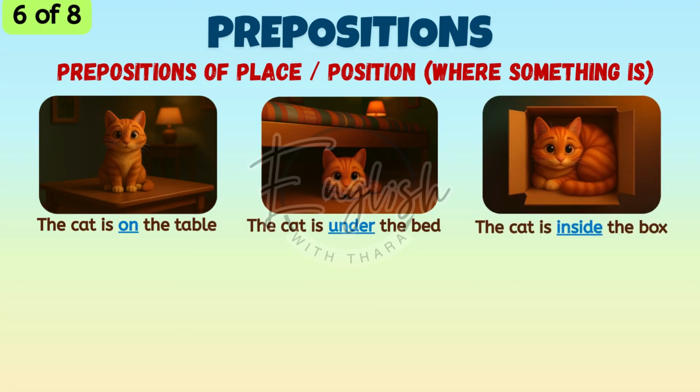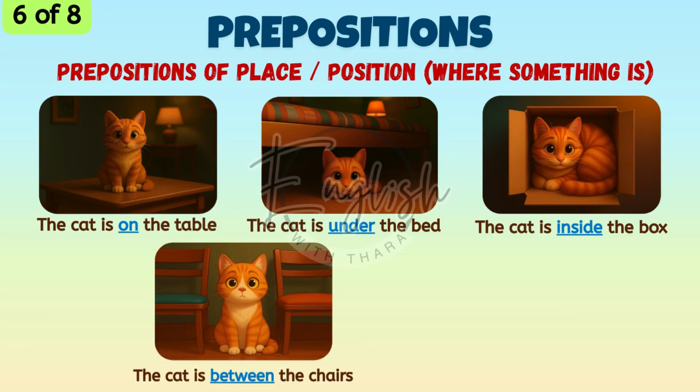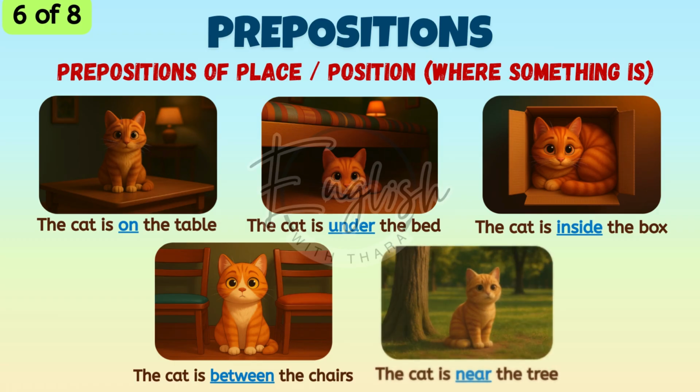Then, the cat is inside the box. Here, inside shows that the cat is within the box. After that, the cat is between the chairs. The preposition between tells us the cat is in the middle of two chairs. Finally, the cat is near the tree. The preposition near shows that the cat is close to the tree.